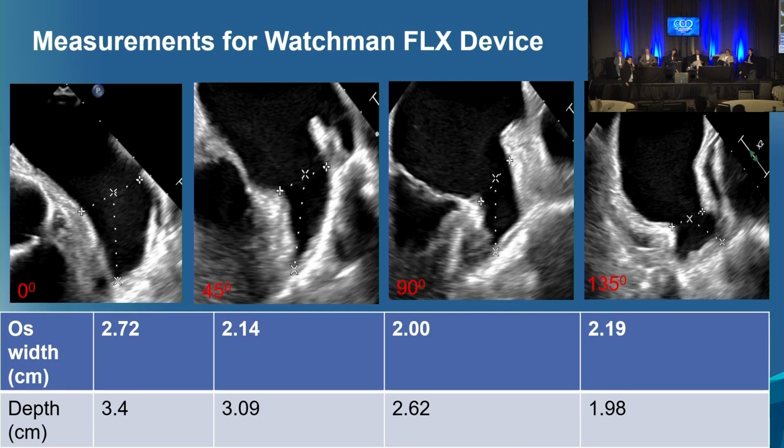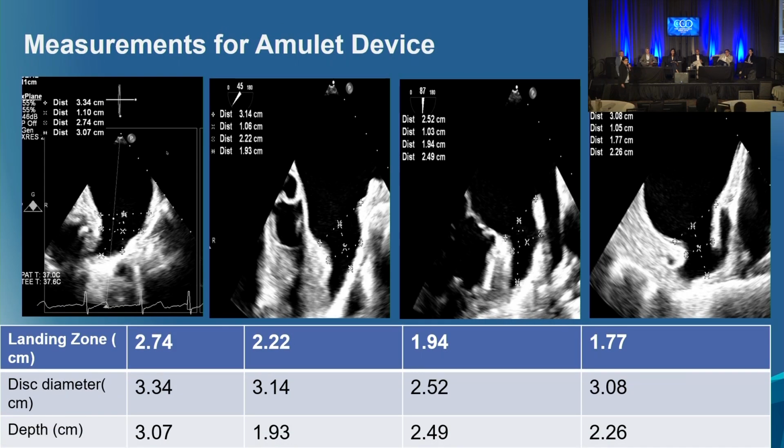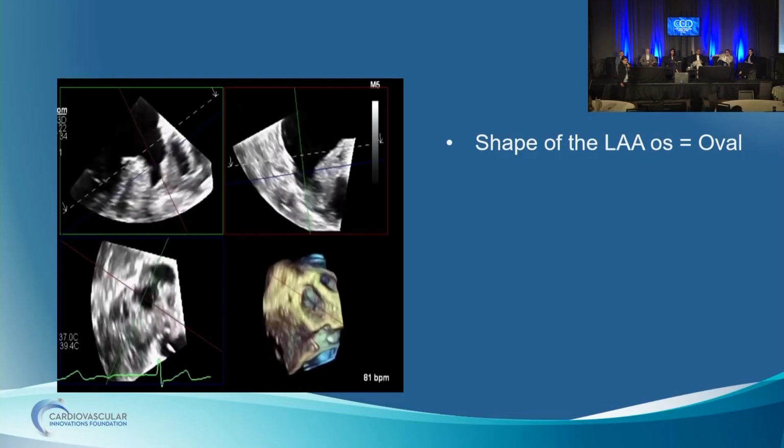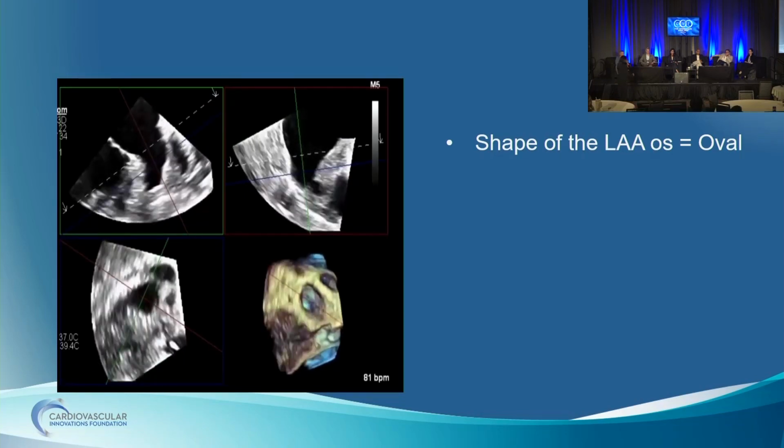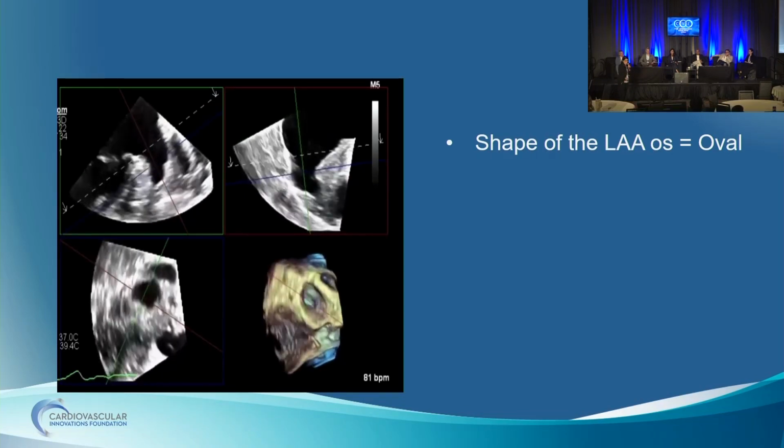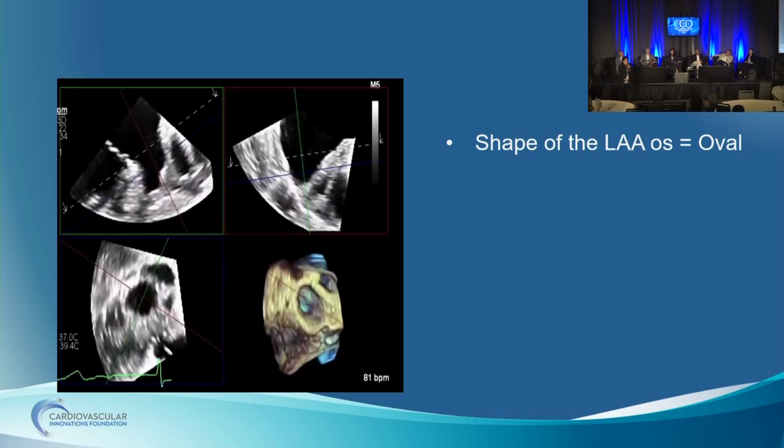So these are your measurements for a Watchman Flex device. You're measuring at the level of the circumflex, and your max dimension is 2.7 and a minimum of 2, and you have depth, but you see where they're measuring, it's all the way into that anterior lobe. These are your measurements for the Amulet device. Your max for the landing zone is 2.7, and for the disc diameter is 3.34. The shape of the left atrial appendage os is oval, and we did do an MPR on this one, and the measurements were pretty congruent with what we were getting with the 2D imaging.